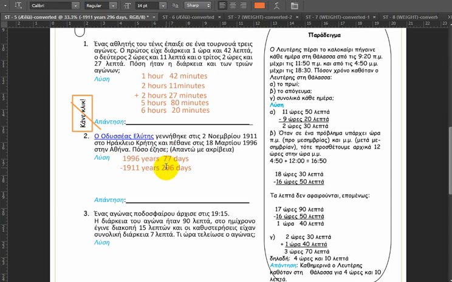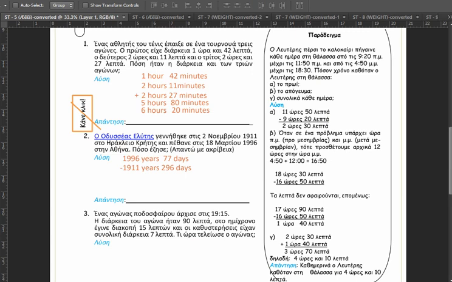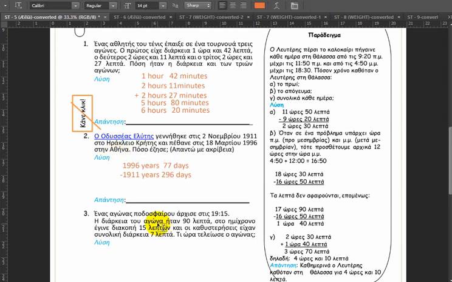So immediately you might notice that I can't do 77, sorry, I can't do 77 take away 296, so I'm going to borrow a year. I'm going to borrow a year and add it to the number of days. So that's going to be plus 365 days. And then I'm going to subtract 1 extra year. So instead of 1911, 1912.